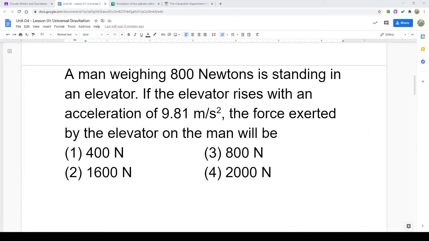Great job, it's choice 2, 1600 newtons. Normally, this man would accelerate down at 9.8 meters per second squared due to the 800 newton force of gravity downward. But since we know his acceleration is actually upward at 9.8 meters per second squared, he must have a net force of 800 newtons upward. If the net force is 800 upward and gravity is 800 downward, there must be an additional 1600 newtons upward from the elevator on the man, which is the normal force, and it's choice 2.